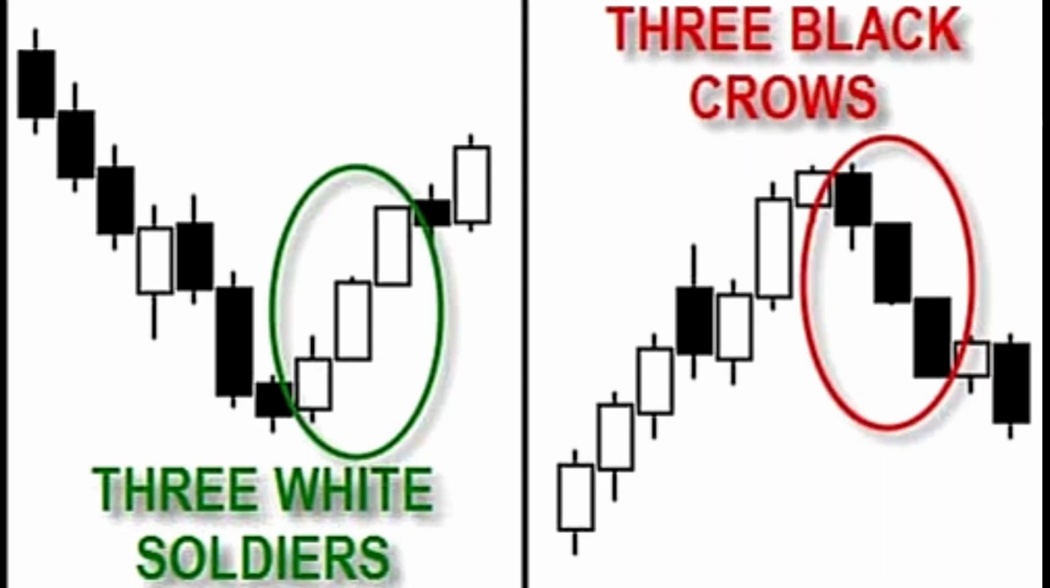3 white soldiers and 3 black crows. From my experience, the most misunderstood pattern. The pattern is very simple. To identify the 3 white soldiers, look for 3 consecutive green or white candles. Each must close higher than the previous one. The candlesticks should have big bodies and very small shadows.